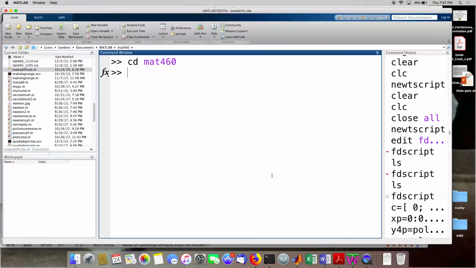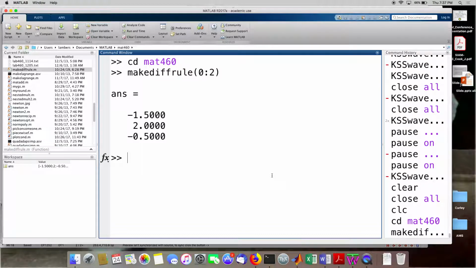All right, so if I do make diff rule 0 to 2, so that's a vector 0, 1, and 2. What I get is minus 3 halves, and then 2, and this would correspond to the minus 3 over 2h, this would be the 4 over 2h, and this would be the minus 1 over 2h. So we're assuming h is 1, and we get the coefficients. So this spits out those coefficients for you.